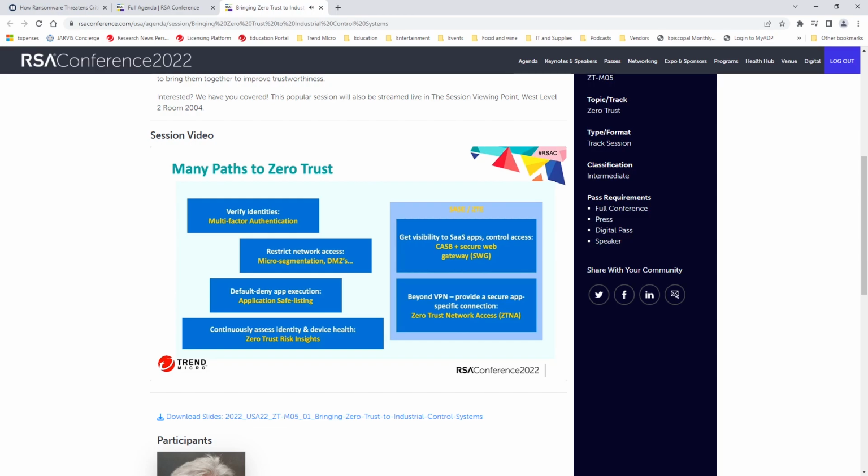Default deny. Think of it as, in the mainframe world, RACF UACC none. You can't do anything until you've got an explicit permission. And we make sure that you are who you say you are. So zero trust risk insights is going to take a look at your behavior. We're going to take a look at the network. We're going to take a look at your device. And we're going to ask you to prove you are who you say you are.